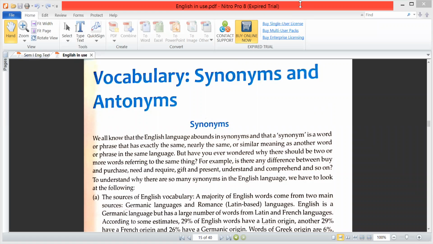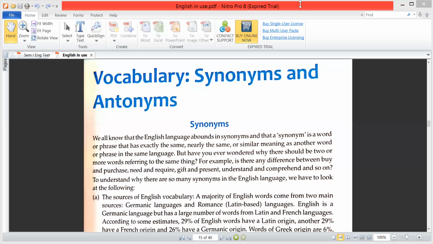Good morning, dear students. Today we are going to focus on a new topic under vocabulary: synonyms and antonyms. Well, these may sound a bit familiar to you because you might have heard this when you did your schooling or plus two, where you had to write some synonyms and antonyms by giving one word to you.